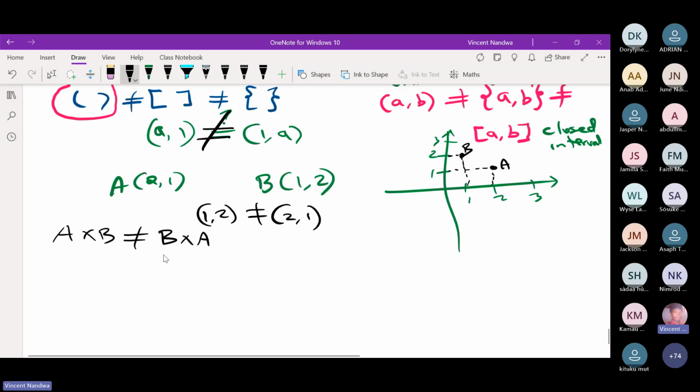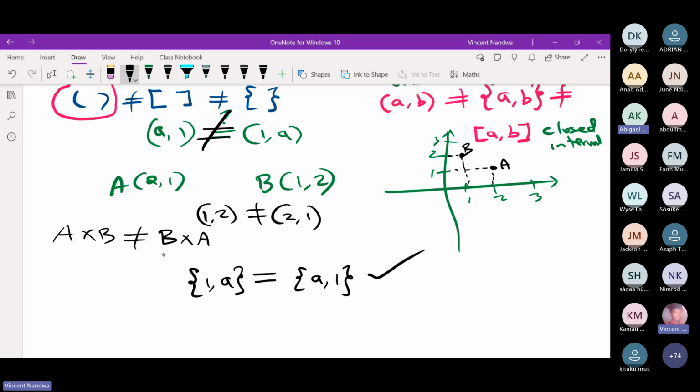And if I say the set 1, A, and someone has the set A, 1, is this equality true or false? True. This one is true.